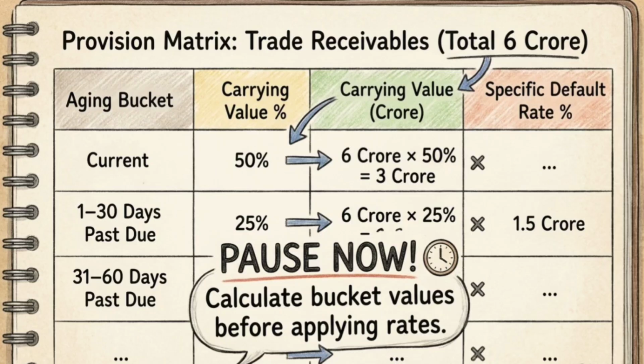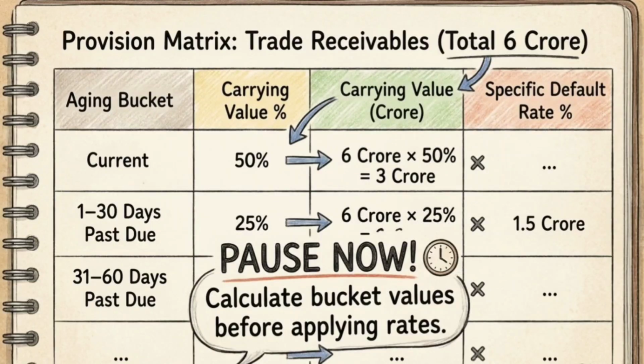To handle large numbers of customers, companies use the provision matrix. This approach groups debtors into aging buckets based on how long their payments are overdue, with specific default rates assigned to each category. Consider a scenario with 6 crore in total receivables. 50% are current, and 25% are between 1 and 30 days overdue. Take a moment to calculate the value of those individual buckets.